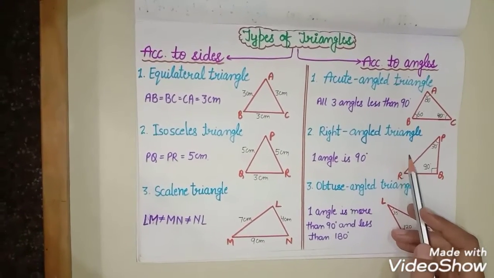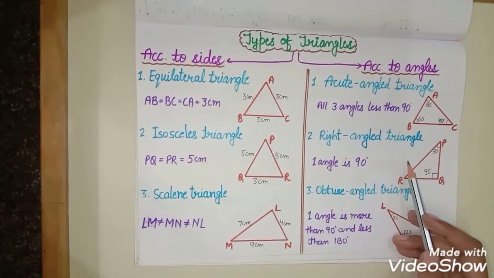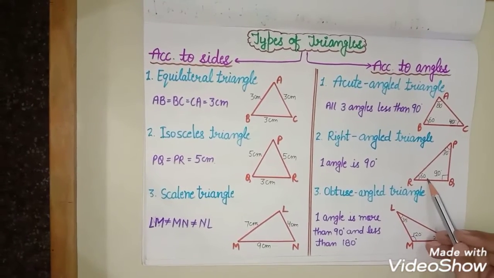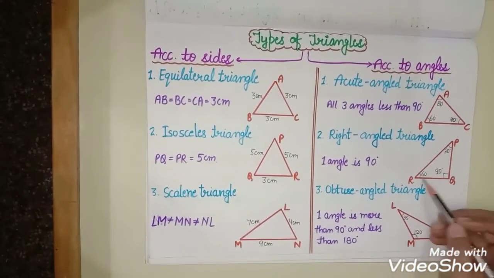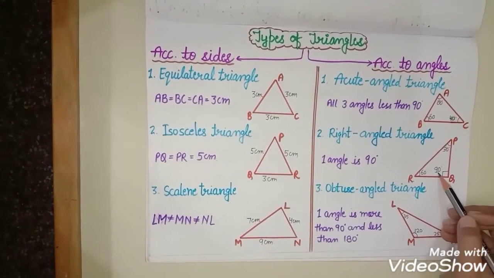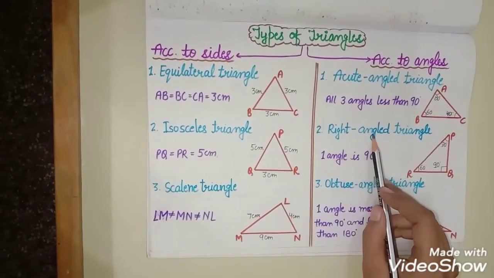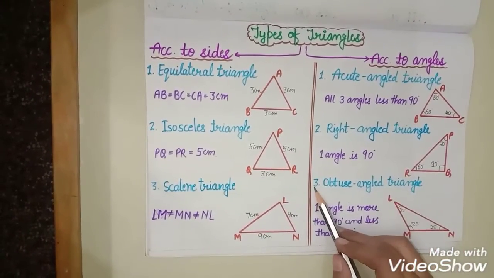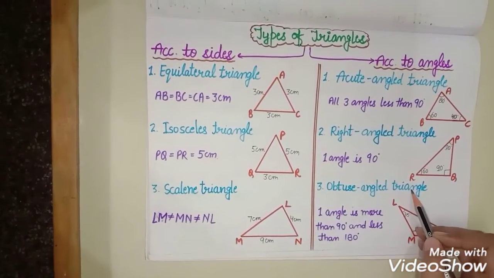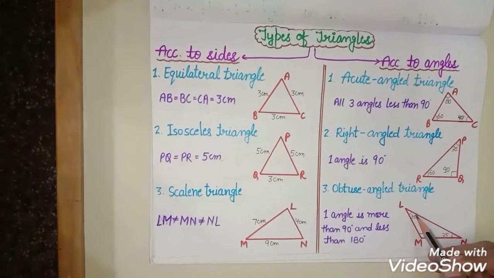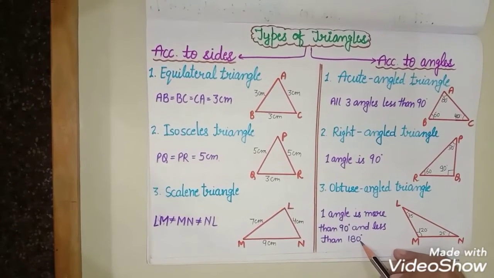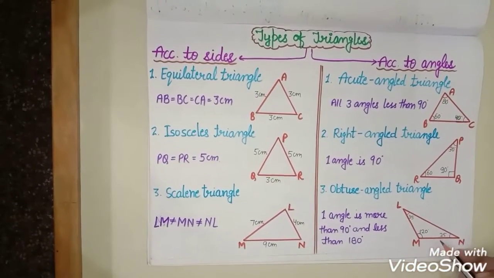Second is right angled triangle. A triangle in which one angle is a right angle, means of 90 degrees, is called a right angled triangle. Means in this triangle, one angle is of 90 degrees, that is right angle. So this triangle is known as right angled triangle. Third one is obtuse angled triangle. A triangle in which one of the angles is an obtuse angle, that is more than 90 degrees and less than 180 degrees, is called an obtuse angled triangle.